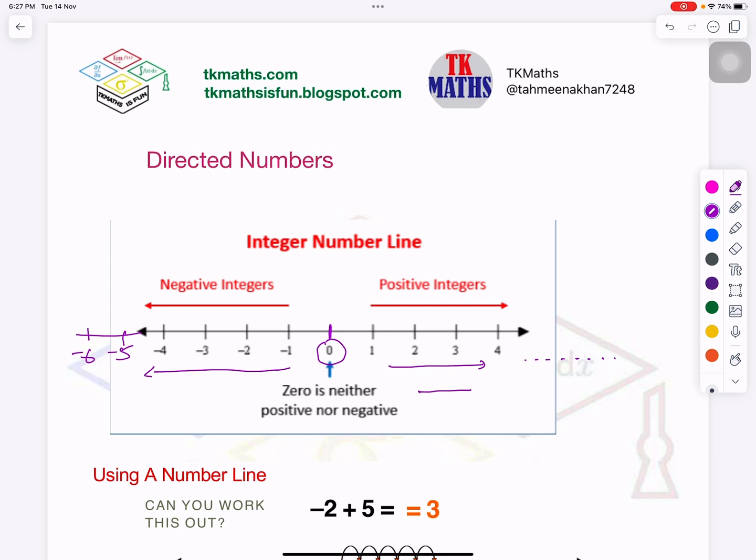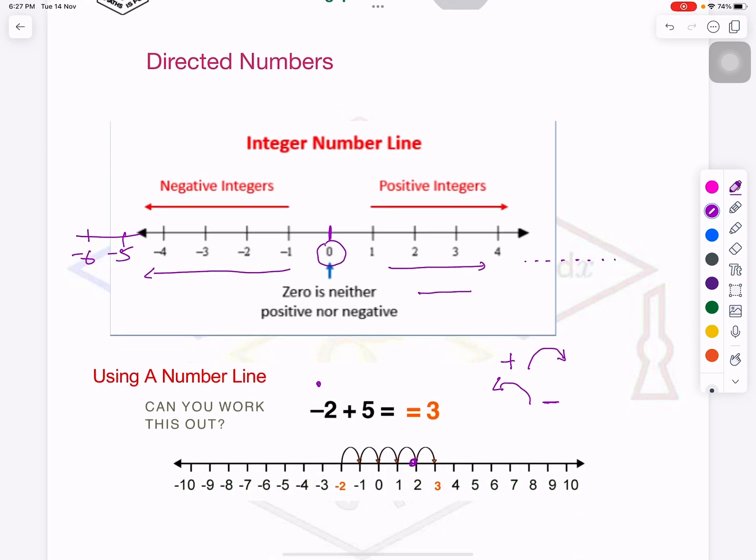-2 plus 5 equals 3. With the help of a number line, we are standing at -2. Plus sign means you are jumping right. Minus sign means you are jumping left. So if I'm standing at -2 and I have to jump 5 places to the right, I will jump 1, 2, 3, 4, 5 and I have reached 3.